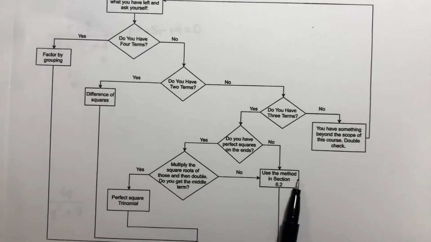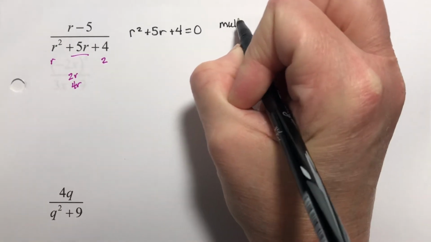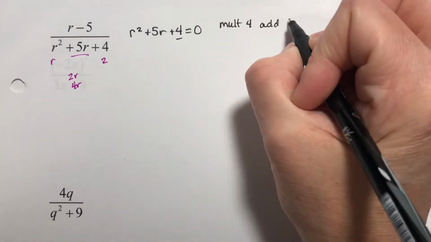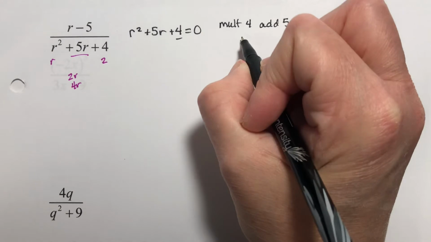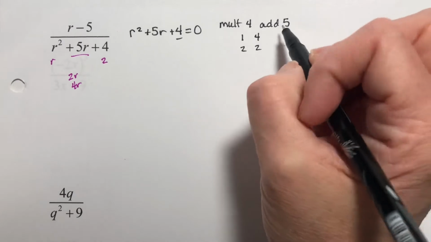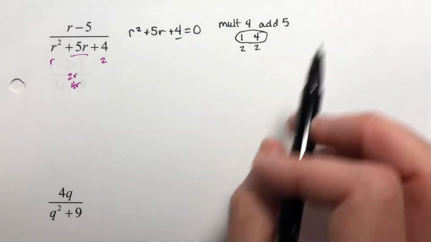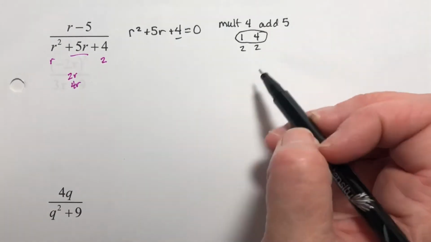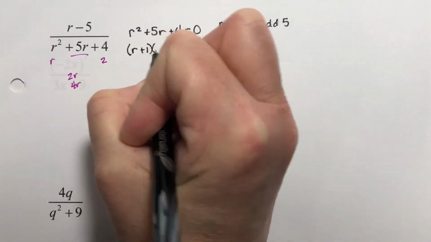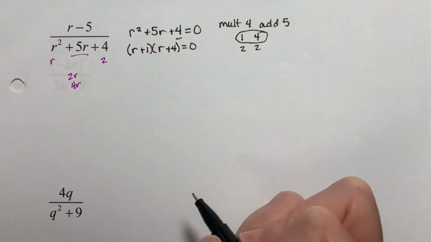So we have to do what we did in section 6.2, which is where we look for 2 numbers that multiply to 4 and add to 5. Well, numbers that multiply to 4 are 1 and 4, and 2 and 2. And that's it. If I make both of these positive, they multiply to positive 4 and add to positive 5. So this factors as r plus 1 times r plus 4, and that's still equal to 0.